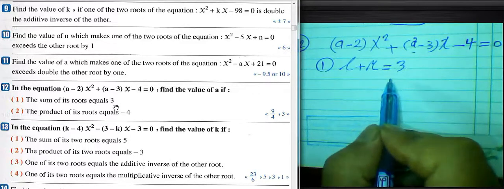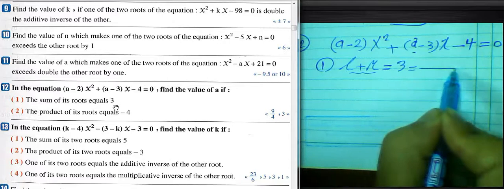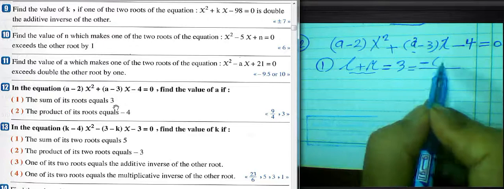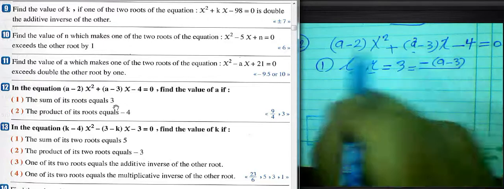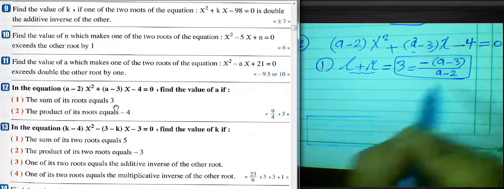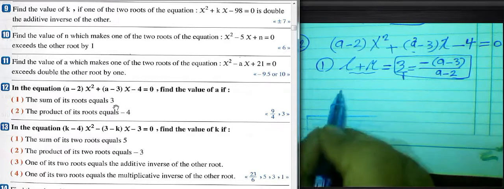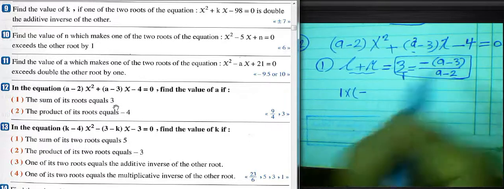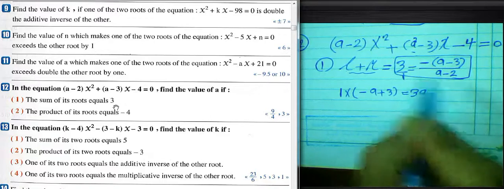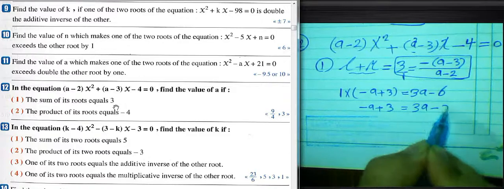He gives the sum of the roots equal to 3, and we know L plus M we can find by dividing the negative coefficient of x, negative (A − 3), over the coefficient of x², (A − 2). So we can solve this equation by finding the product of extremes and means. Extremes: 1 multiplied by (−A + 3), we distribute the sign here, equals 3A − 6. So −A + 3 equals 3A − 6.